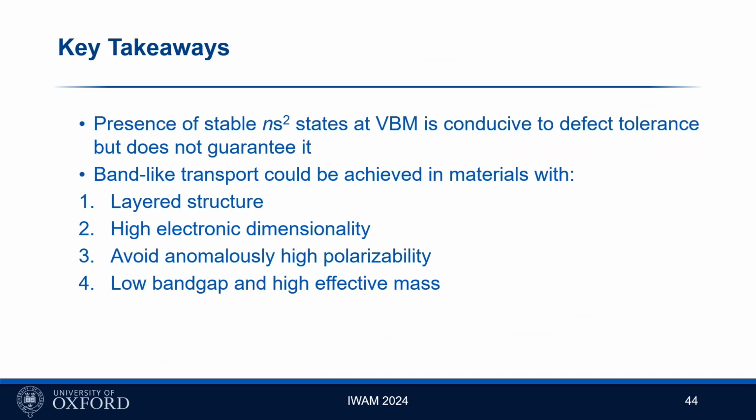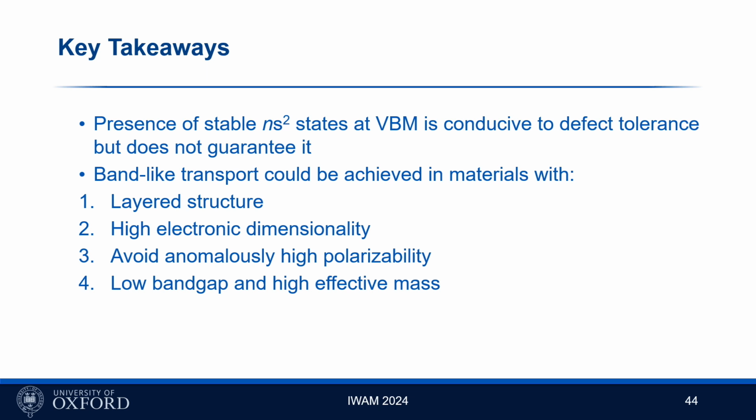Just go back to the key takeaways. So what we found is that defect tolerance can be quite promising to achieve a new class of semiconductors which can be manufactured cheaply and have defects but still be efficient. And we still believe that having a stable ns2 state at the valence band maximum is conducive towards achieving defect tolerance, but it doesn't guarantee it. And there's more work that needs to be done to understand how defect tolerance arises and how we can generalize this across other materials as well.